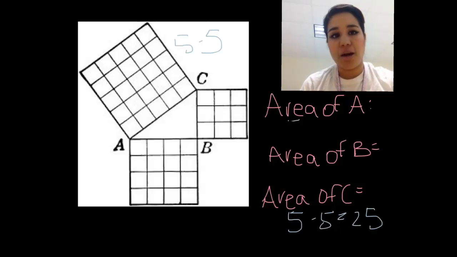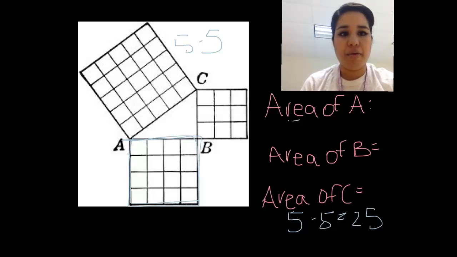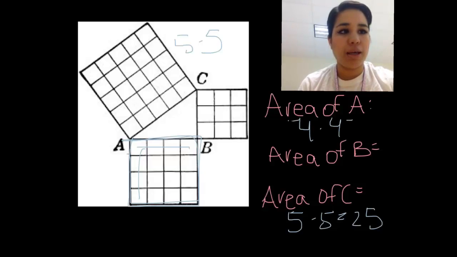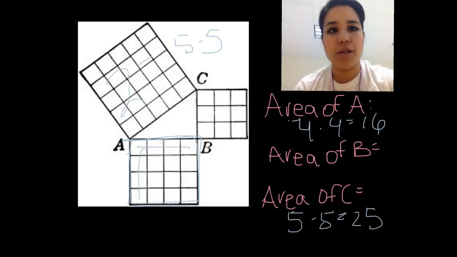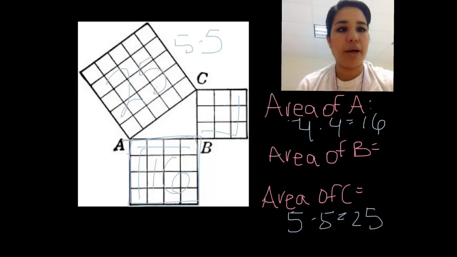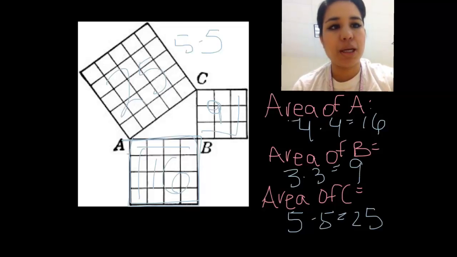Let's find the area of A now. A is this square down here. This is a 4 by 4, so to find the area, we're going to do base times height again. 4 times 4 gives me 16, and I know that's the area of square A. So far this is what we've got: 25 for this one, 16 for this one, and let's do square B. Square B is a 3 by 3, so 3 times 3 gives me 9. So I know that the area of this one is 9.